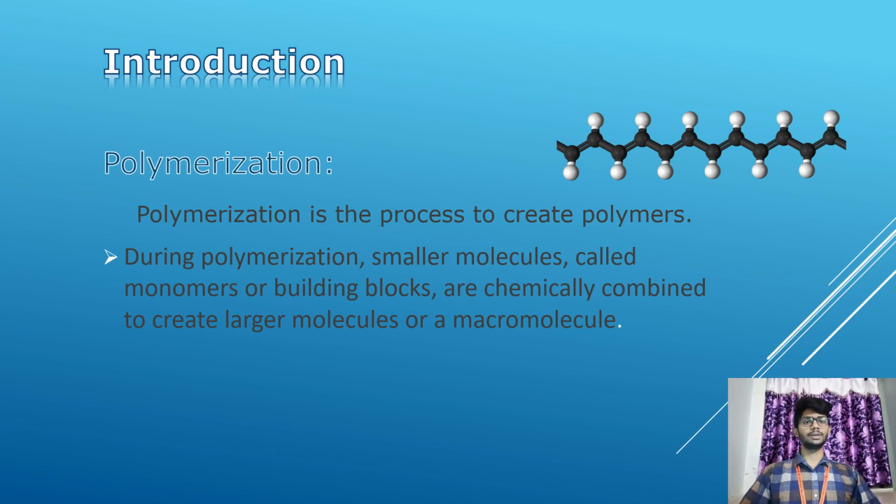Introduction. In the introduction, we are going to discuss polymerization. What is polymerization? Polymerization is a process to create polymers. In this process, small molecules called monomers chemically combine together to form large molecules known as polymers. Here we can see a picture which represents the polymer. These white balls represent the monomers, and all these monomers are chemically combined and form a polymer.